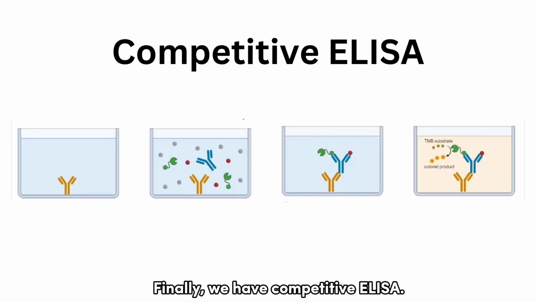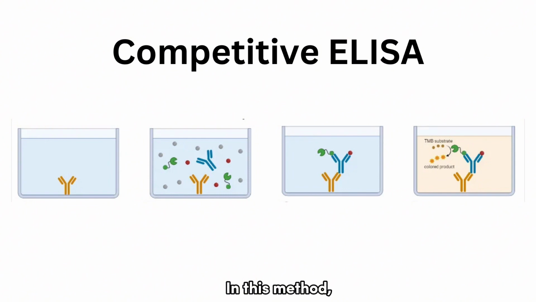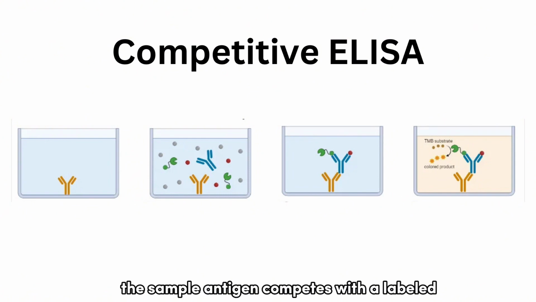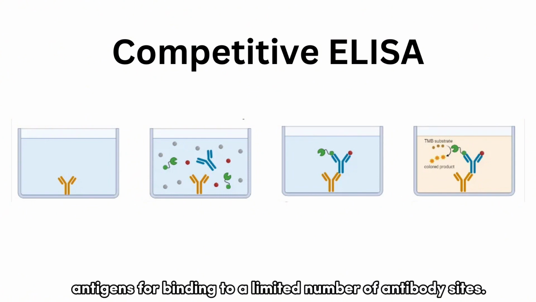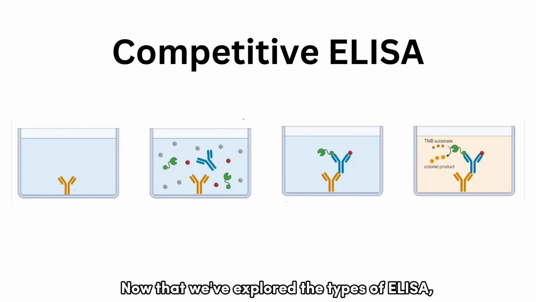Finally, we have competitive ELISA. In this method, the sample antigen competes with a labeled antigen for binding to a limited number of antibody sites.